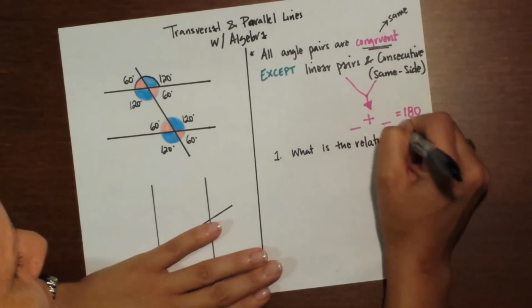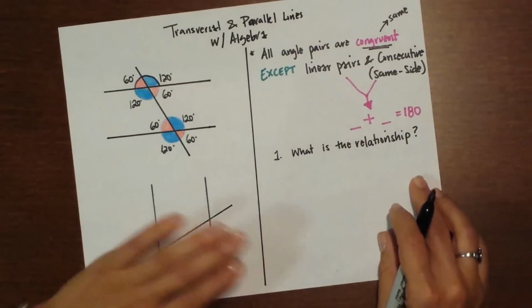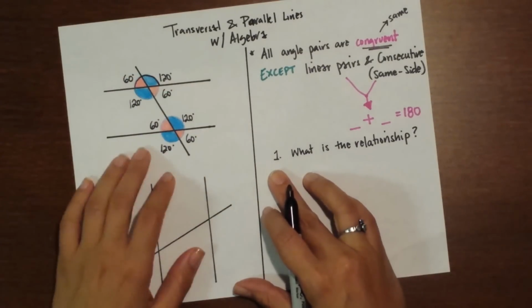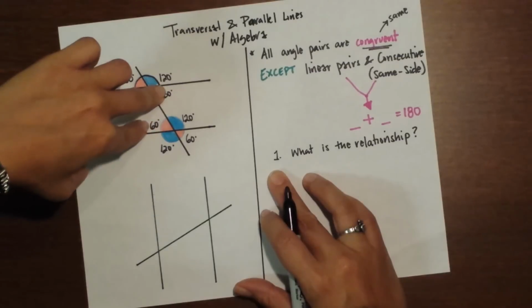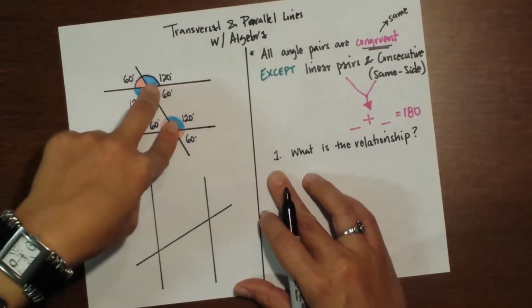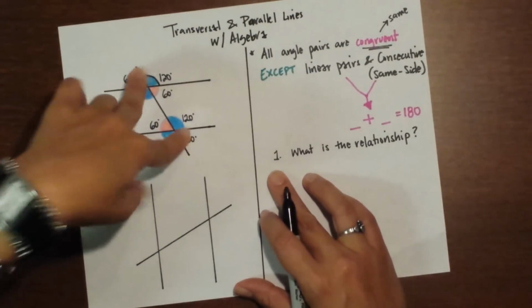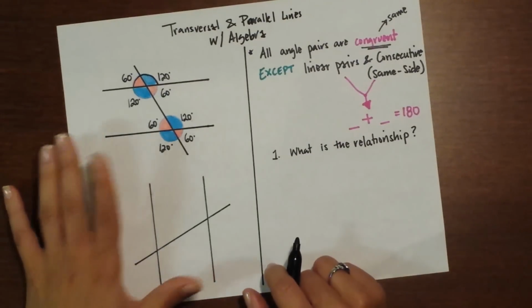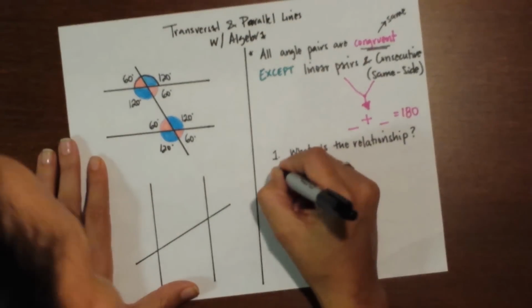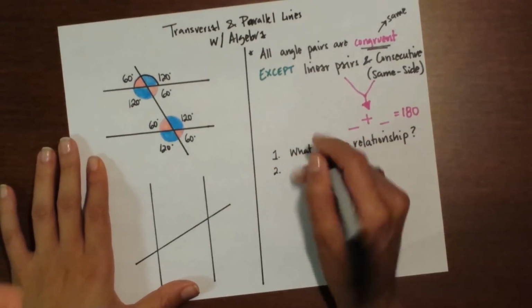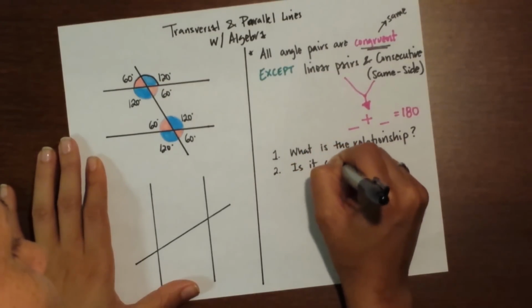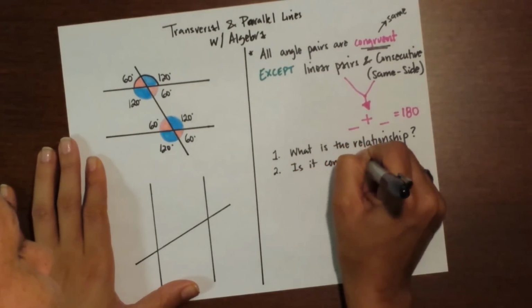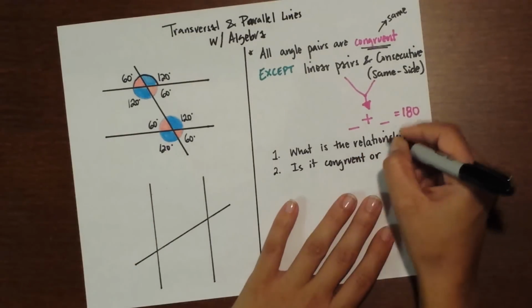What is the relationship? In other words, is it vertical? Is it corresponding? Is it interior alternate? Is it interior same side or exterior consecutive? What is the relationship? Once you answer that question, you then ask, once I know the relationship, is it congruent or supplementary?